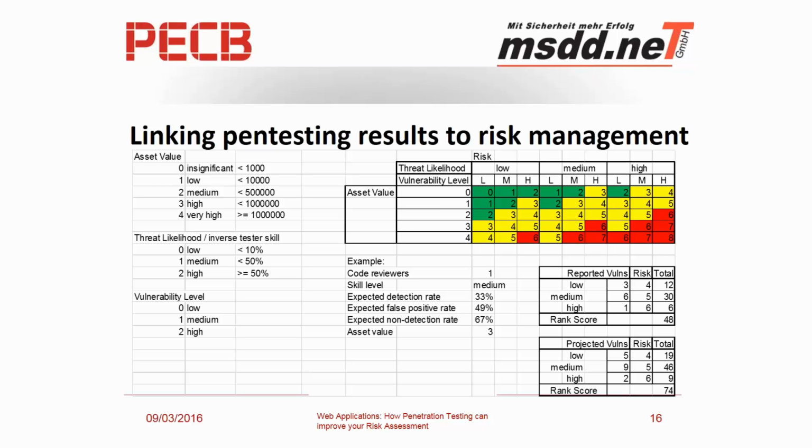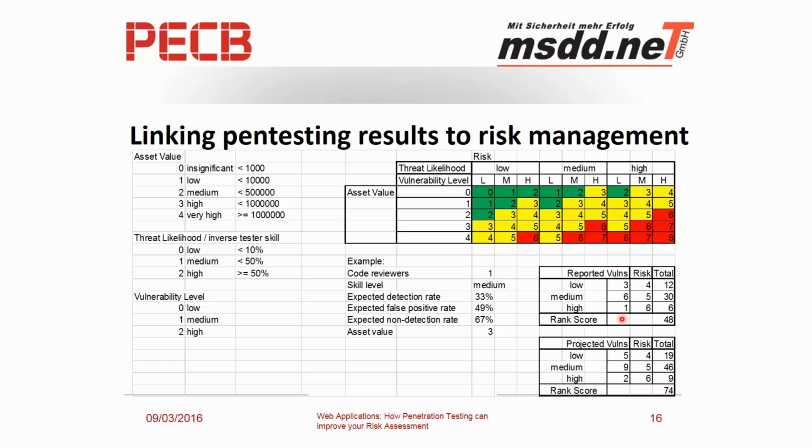I have put in here the numbers from our case study. We had one code reviewer with a medium skill level and a detection rate of 33%. The expected false positive rate was 49%, and for the asset value I put in 3 just as an example. For that example asset, he reported 3 low vulnerabilities, 6 medium vulnerabilities, and 1 high vulnerability. I'm here in this area now.